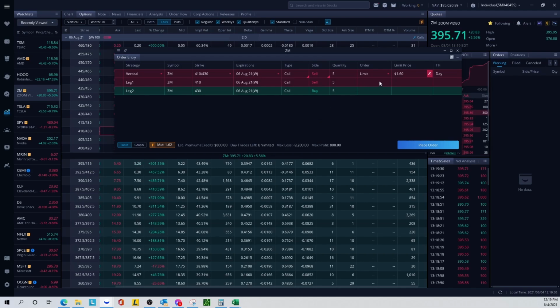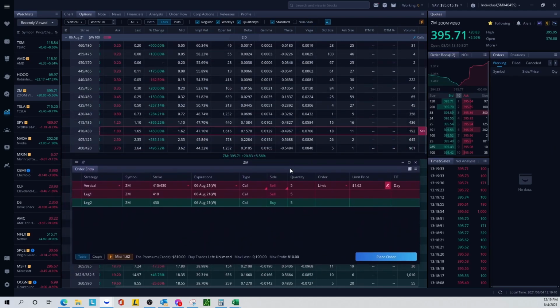But if you're opening and closing windows, just make sure the value that you want to enter in terms of price and the quantity and the legs that you're selling and buying is what you want.